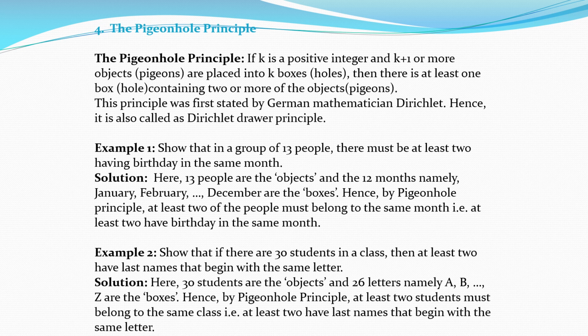So it may be possible that all 30 students have last names starting with the same letter. So they will go in the same box. Then in that case, that box will contain at least 2 students having the same last name letter.